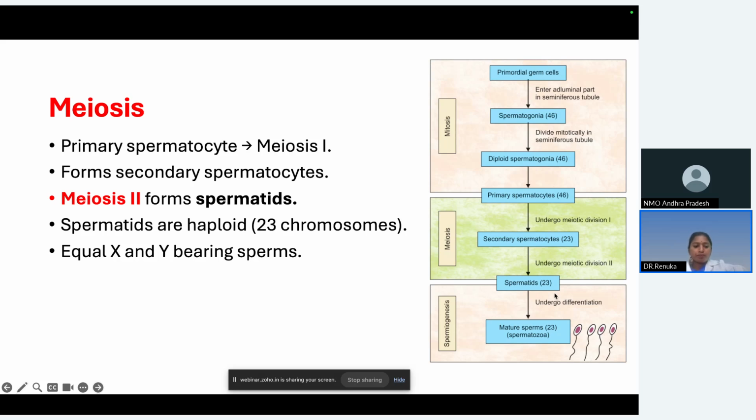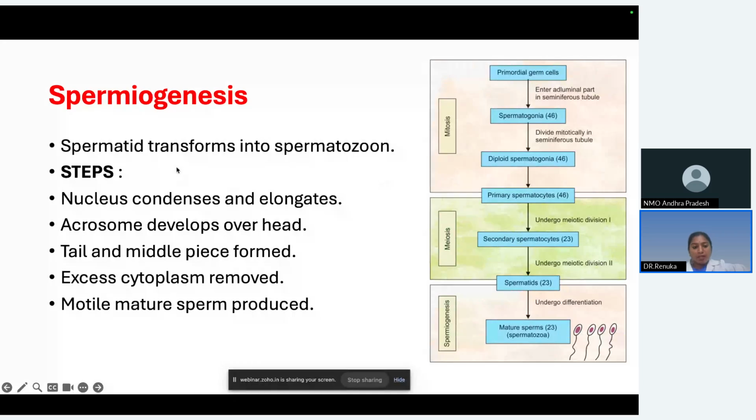Equal numbers of X and Y bearing sperms are formed. Here, see, if 10 sperms are formed, 5 will be X bearing, having the X chromosome, and 5 will be Y bearing. An equal number of both X and Y chromosomes will be present. Once the spermatids are formed, the spermatid transforms into the spermatozoa, which we call sperms.